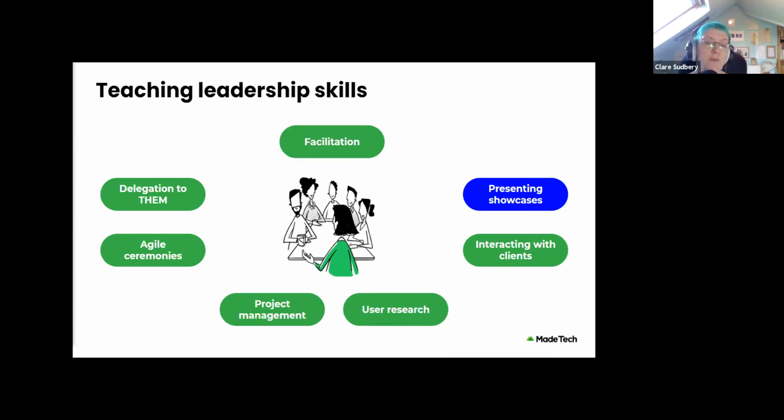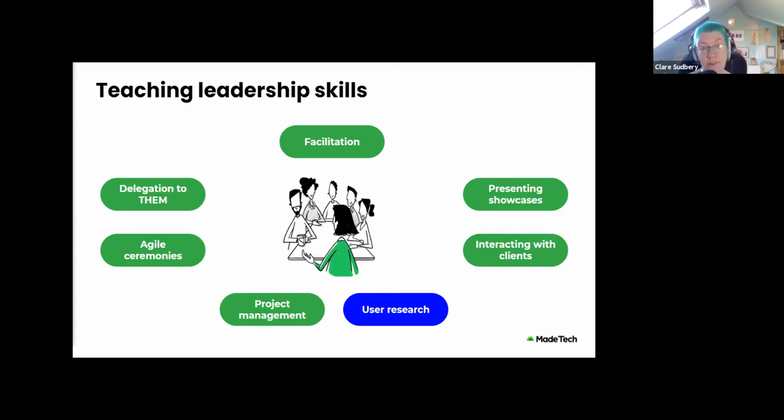So I've just mentioned showcases. We ask them to present showcases. We talk to them about how to interact with clients. We set up a kind of fake fictional project scenario at the end of the academy where we have pretend clients, but we also just generally talk to them about what's involved in interacting with clients.